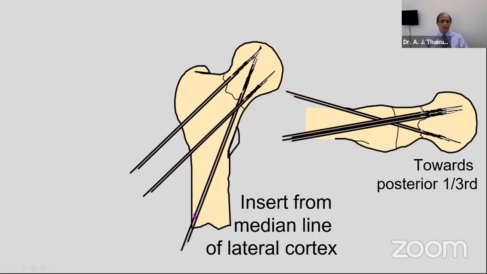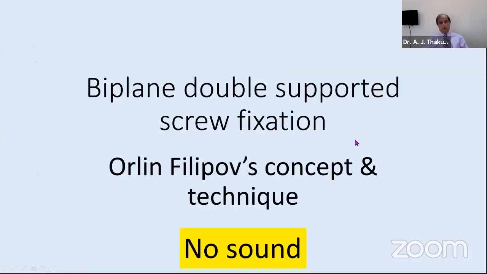Lateral cortex, midline, and it is directed towards the posterior third. The first two are in the anterior third of the head. This is in the posterior third from the lateral side, and it is about 2 to 4 centimeters away from the last screw. If it is too close, there is a danger of shaft fracture. At 2 to 4 centimeters, this danger doesn't exist. And it is directed towards it. In the center, there is no wire at all.